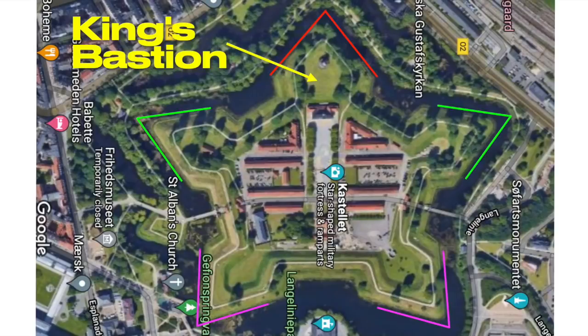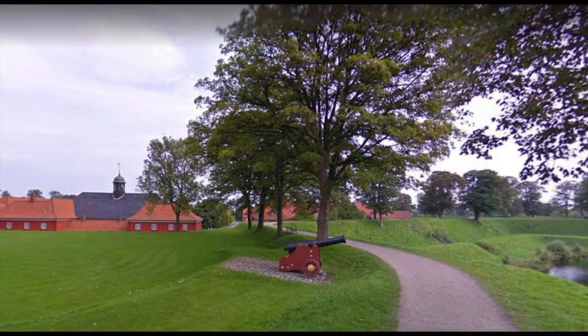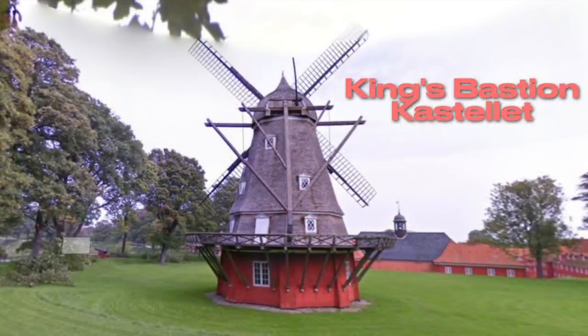Though this fortress is monstrous, on the King's Bastion today only a few small cannons are on display, near a windmill on an octagonal base. The buildings on Castellet are military barracks and storage, but there was at one time a granary on site to feed the soldiers living there.